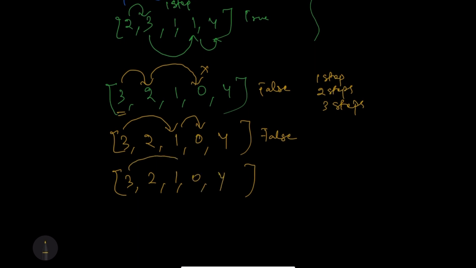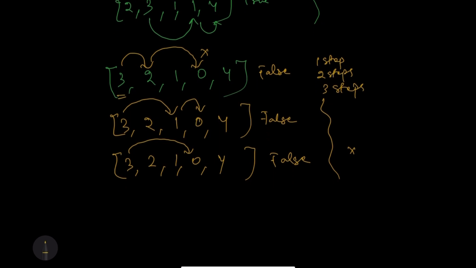Now when I take 3 steps, I directly reach 0, which is a dead end. So false. Are we able to go to the last index of the array? No, we are not able to go to the last index of the array. So we will be returning a false. So this is the logic behind the question.